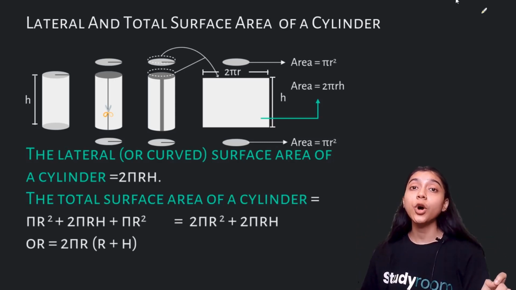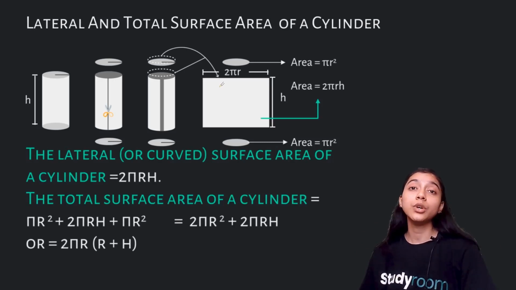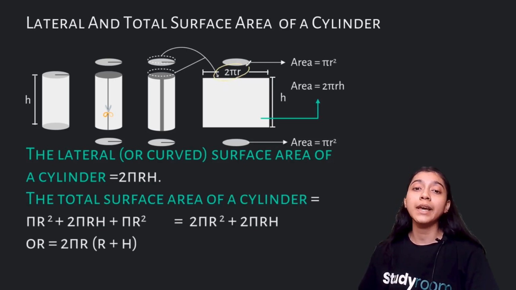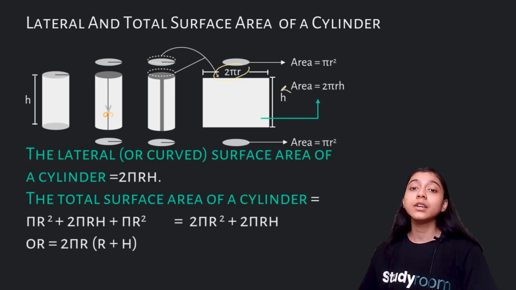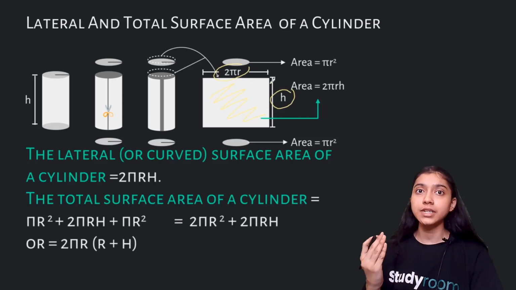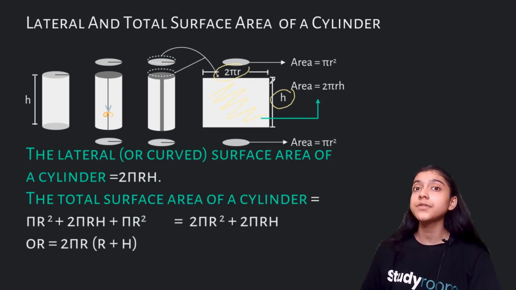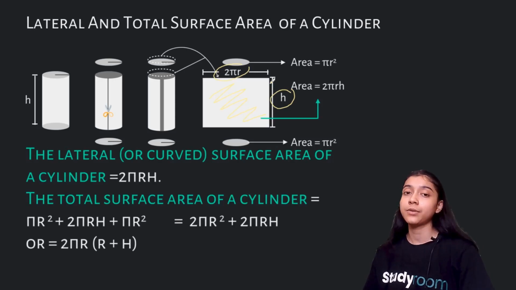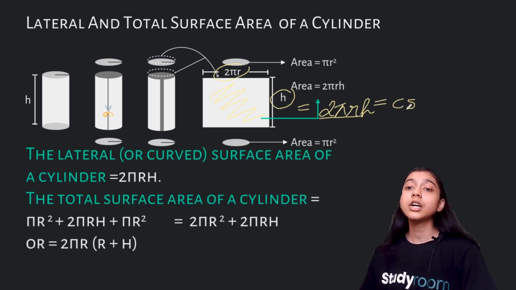When it is opened, it will form a rectangle whose length will be equal to the circumference of a circle, that is 2 pi r, and the breadth of this rectangle will be equal to the height of the cylinder. So the area of this rectangle will be equal to the area of the curved surface of the cylinder, because this rectangle has been made from the curved surface area of the given cylinder. So the curved surface area will be equal to the rectangle's area, that is length multiplied with breadth. The length is 2 pi r and the breadth is h. So 2 pi r h gives us the curved surface area, or we can say the lateral surface area of the cylinder.